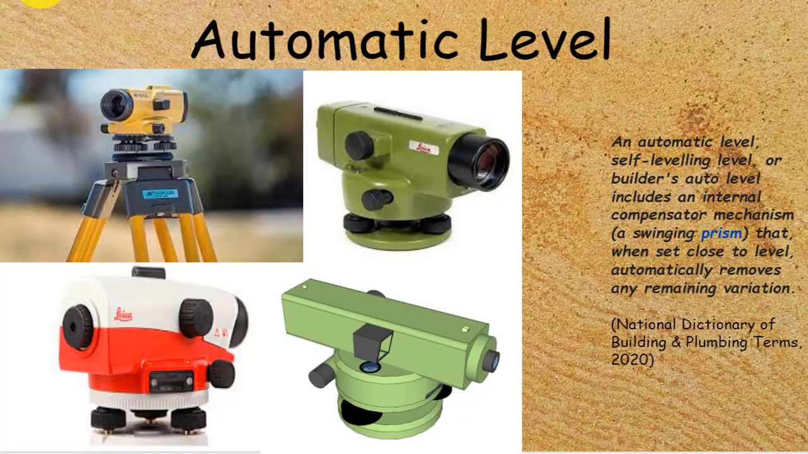An automatic level, which is also called a self-leveling level or a builder's auto level, has a built-in internal compensator mechanism, which is just a basic swinging prism that, when set close to level, automatically removes any remaining variation. So as long as you get the bubble in the bullseye, it will make any other adjustments to read exactly level, and every time you move it, it will compensate for any discrepancy. As long as it's close, then it will automatically compensate for any other variation.